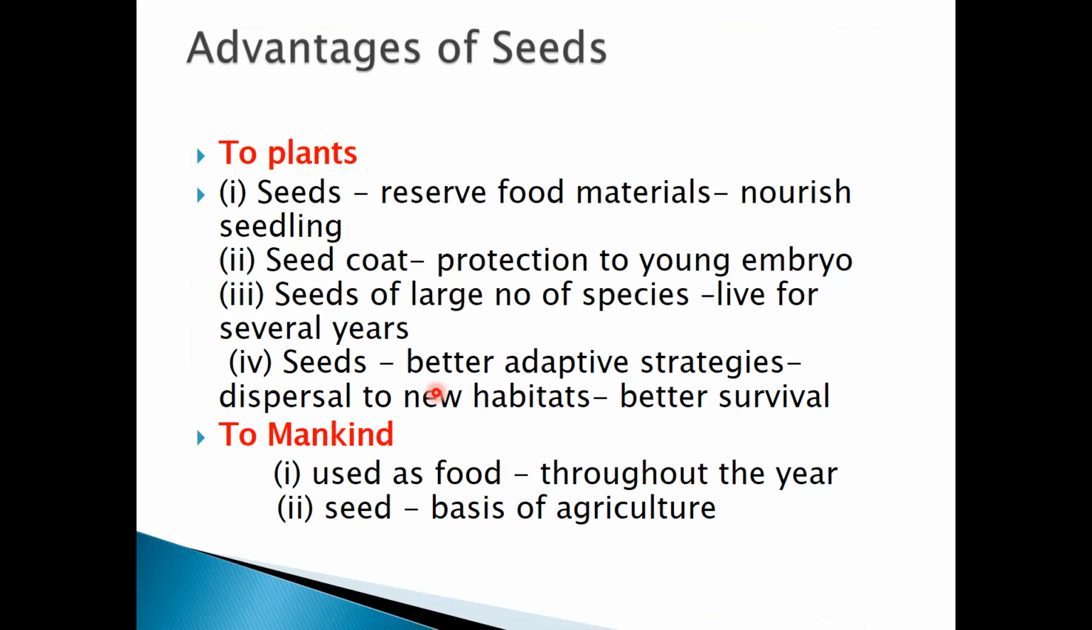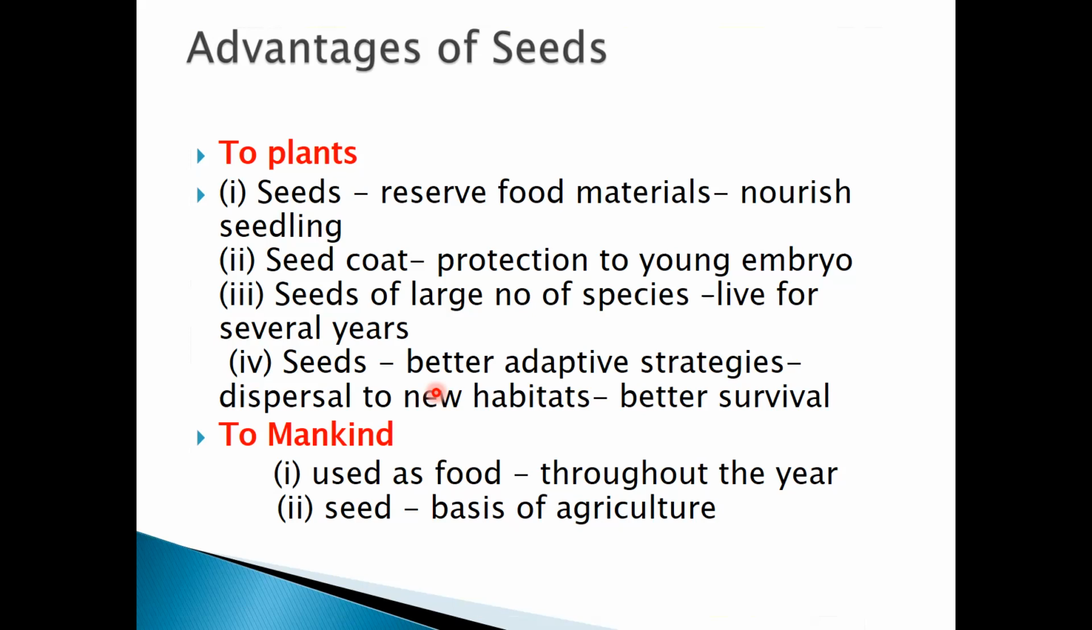Seeds are also important because they adapt to different environments. For example, if there is no proper water, no proper sunlight, no proper nourishment, no proper fertilizers and all, what happens? The seeds become dormant, and only in favorable conditions do they grow. The seed becomes inactive, and in favorable conditions they grow.